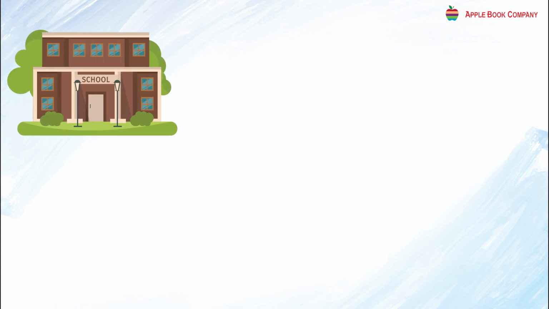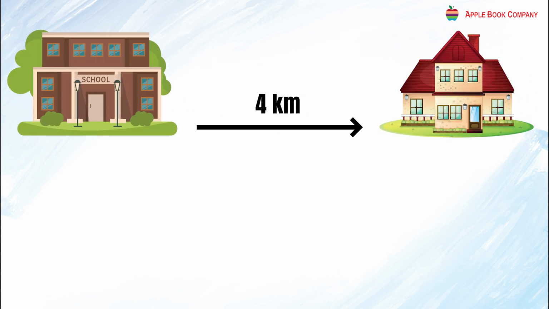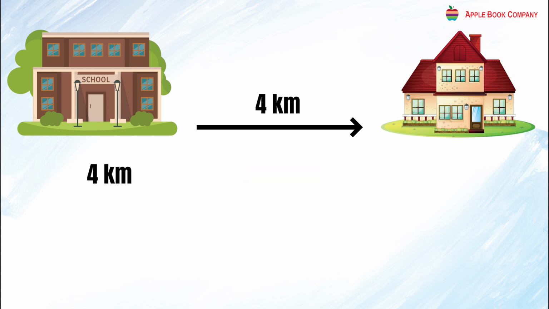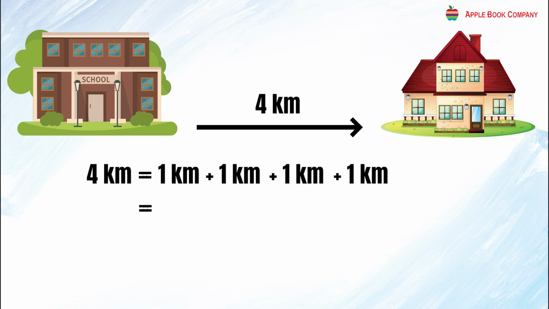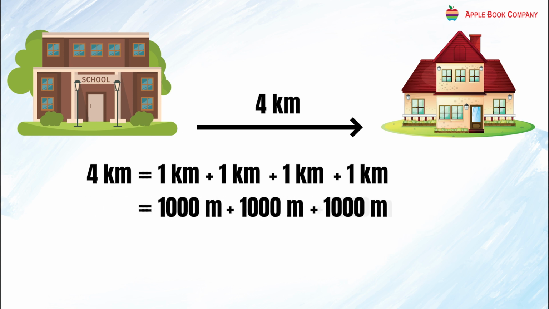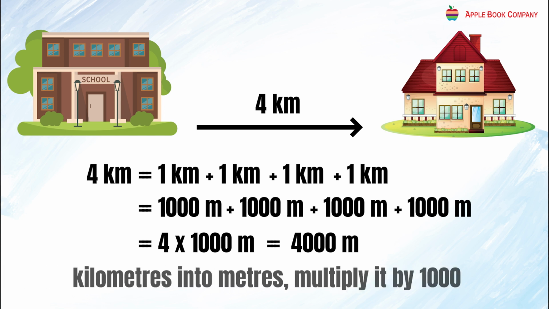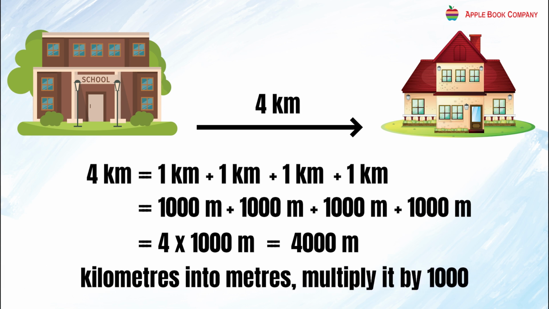Suppose your school is 4 km from your house. How many meters is that? So 4 km is equal to 1 km plus 1 km plus 1 km plus 1 km, which is equal to 1000 meters plus 1000 meters plus 1000 plus 1000, which is equal to 4 into 1000 meters, which is equal to 4000 meters. So to convert the distance given in kilometers into meters, multiply it by 1000.